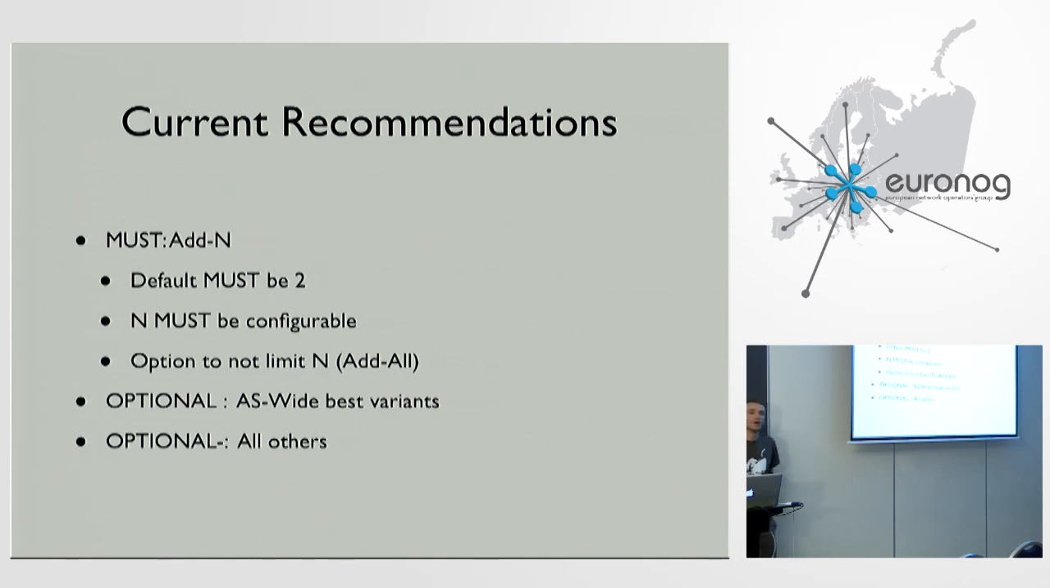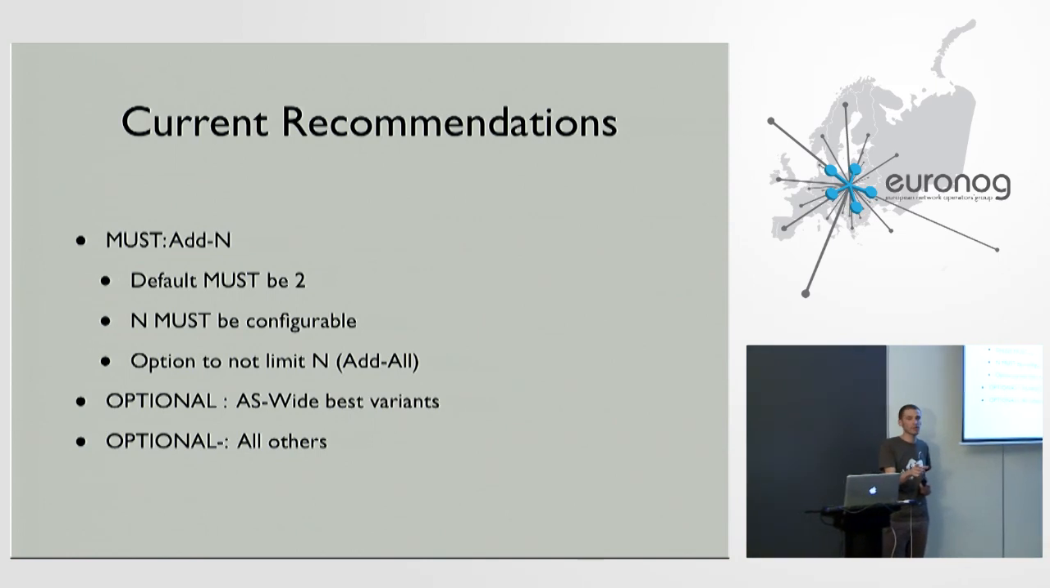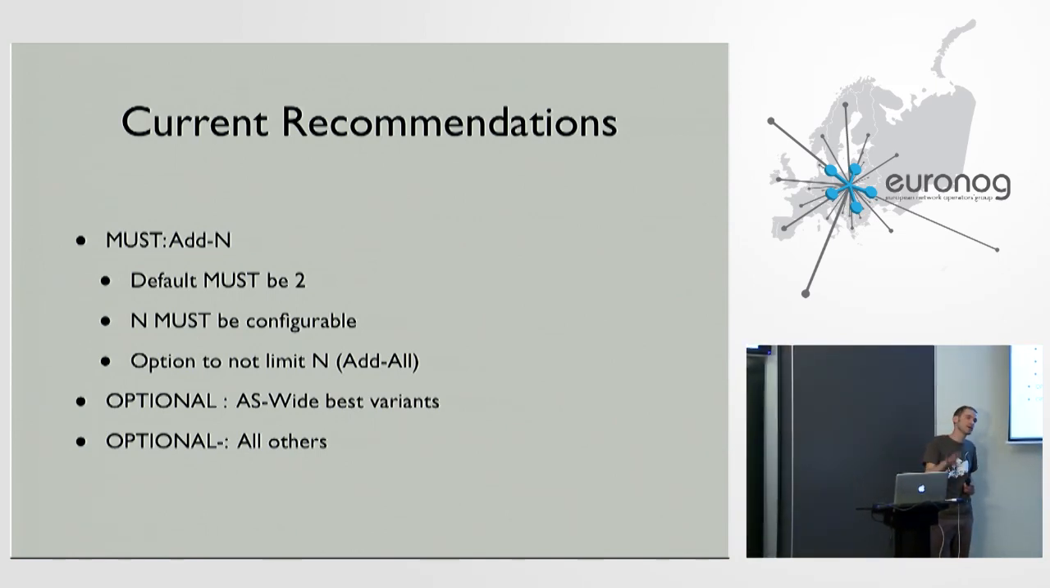So someone implementing add path must support add n path. It must set the default to 2. We decided to do that in order to avoid an operator enabling add path and a crazy vendor making the default a large number or all, and as a result the PE being clogged with a number of paths. So add n must be supported. As soon as the operator turns it on and does not specify n, it must be 2.